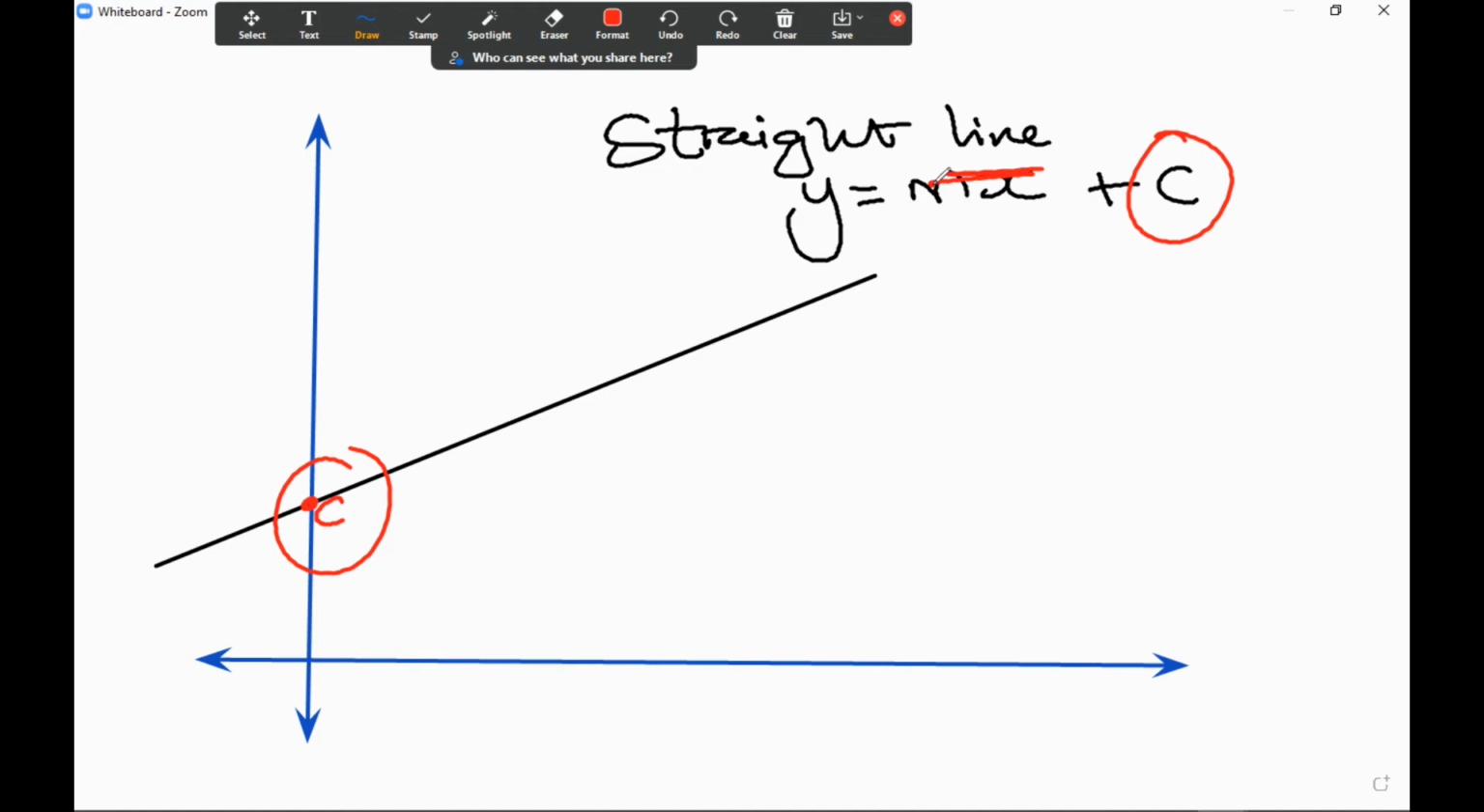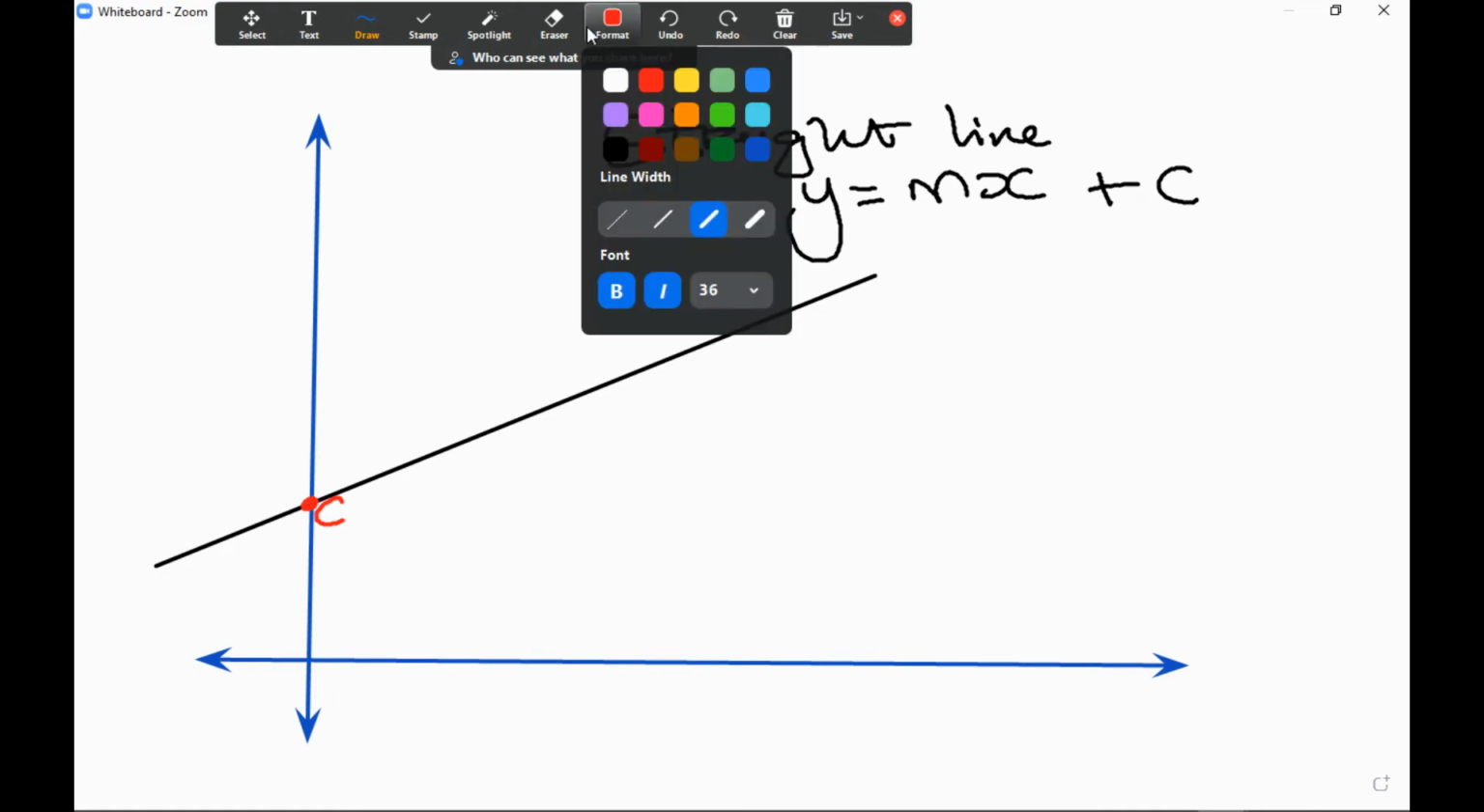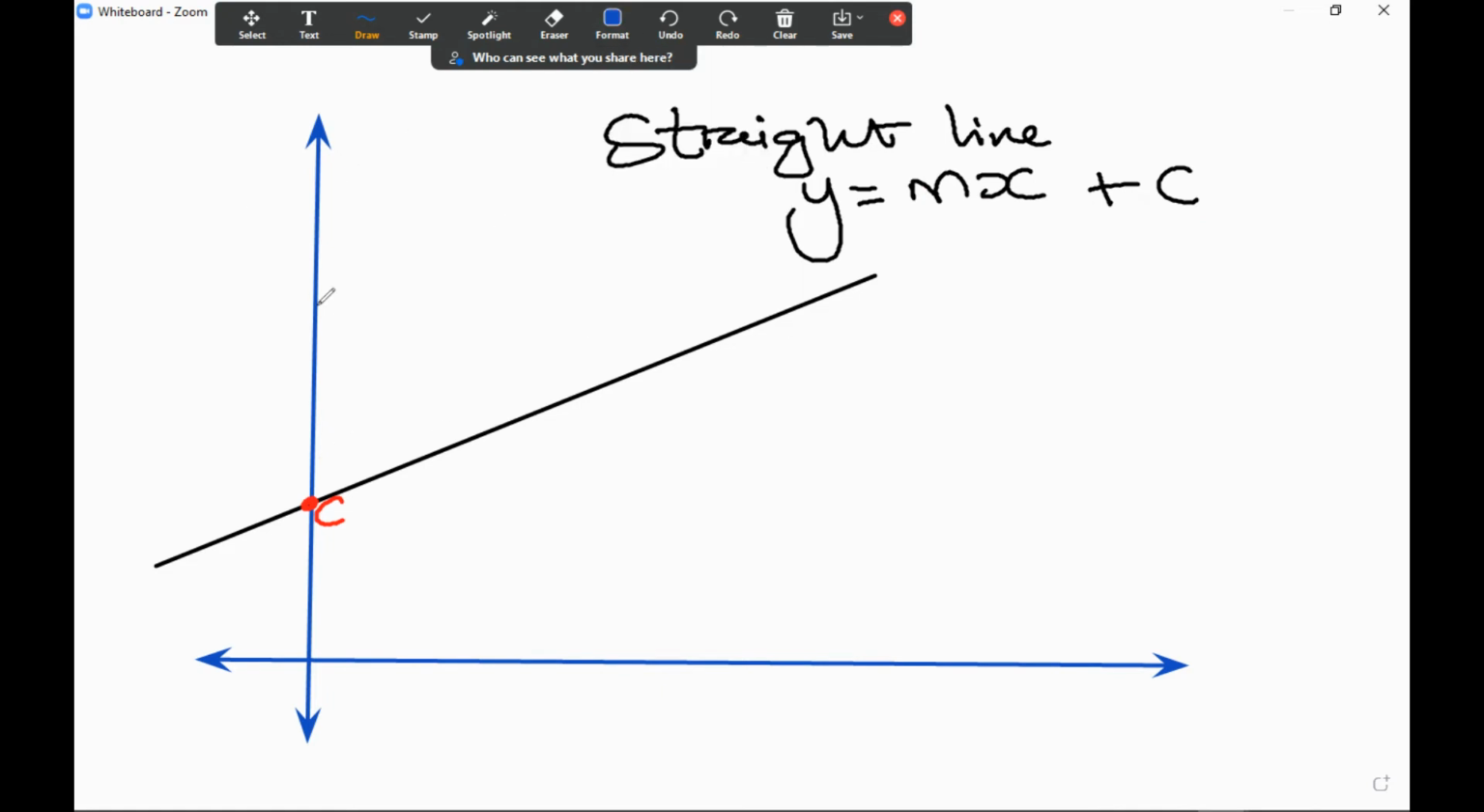The number that's not with x, the number that's alone by itself, which is also your constant. All right, so your constant is your y-intercept. Okay? And that'll be at the bottom there. What is this axis called, this vertical axis?